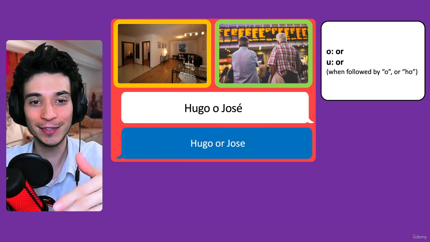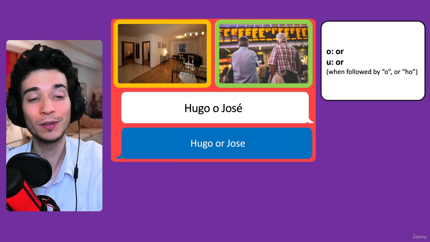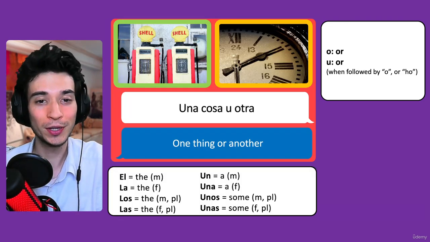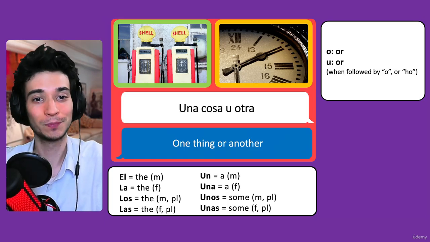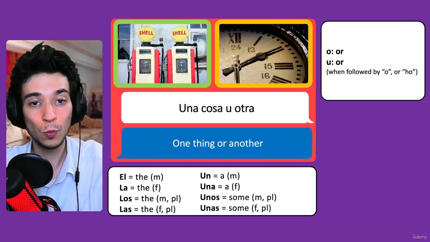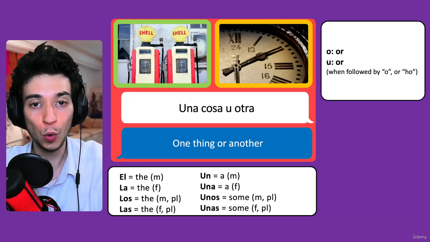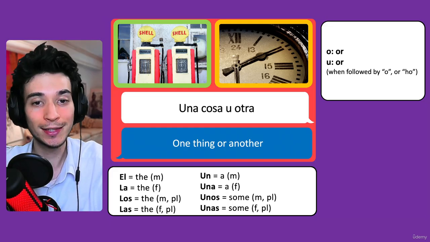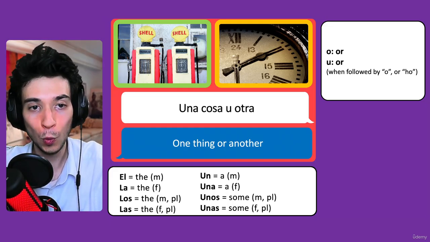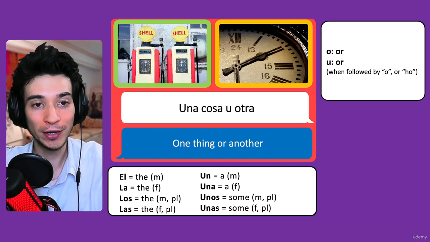But in the few cases where the word also starts with o, we would use u, but it's not so common, but that's the rule. For example, una cosa u otra, one thing or another. Una cosa u otra, one thing or another.